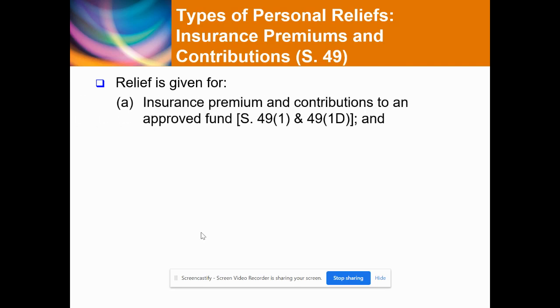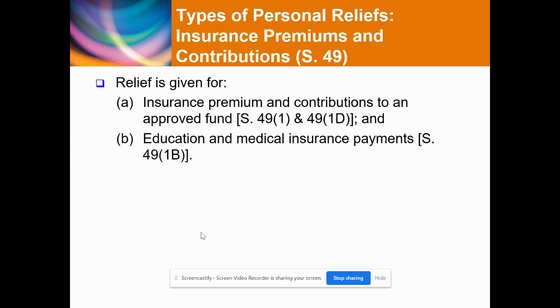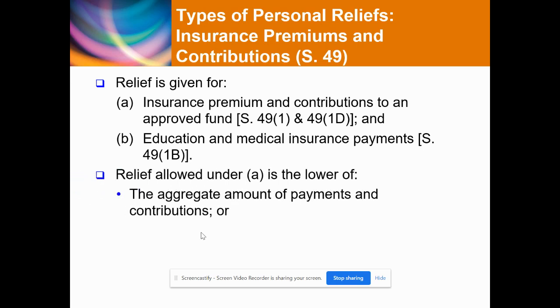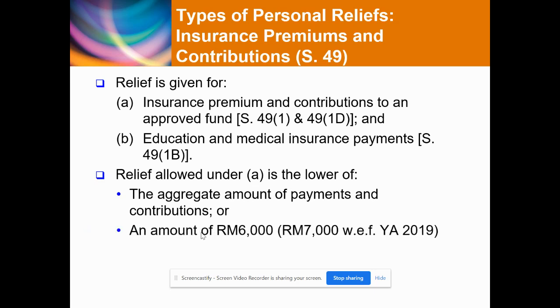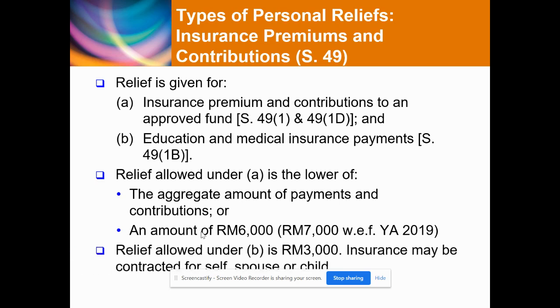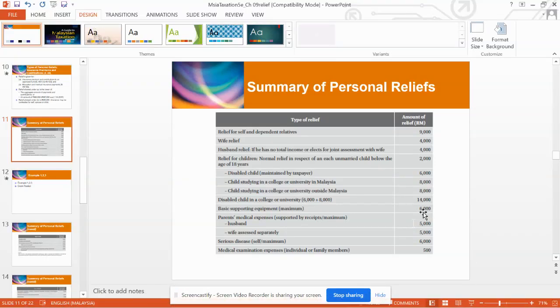All right, relief is given for insurance premium and contribution to an approved fund, okay. Education and medical insurance payment. And the relief allowed is the lower of the aggregate amount of payments and contribution or 6,000 ringgit. This is with effect from year of assessment 2019.